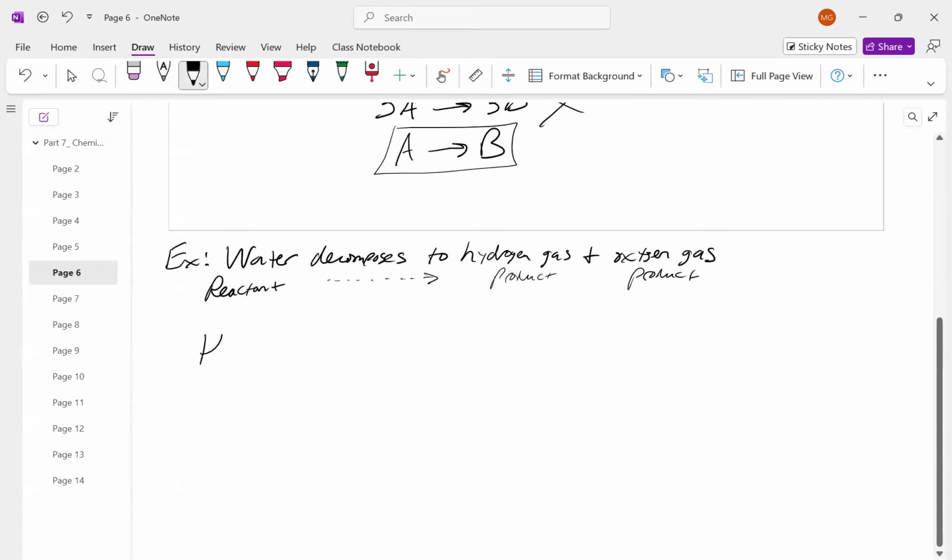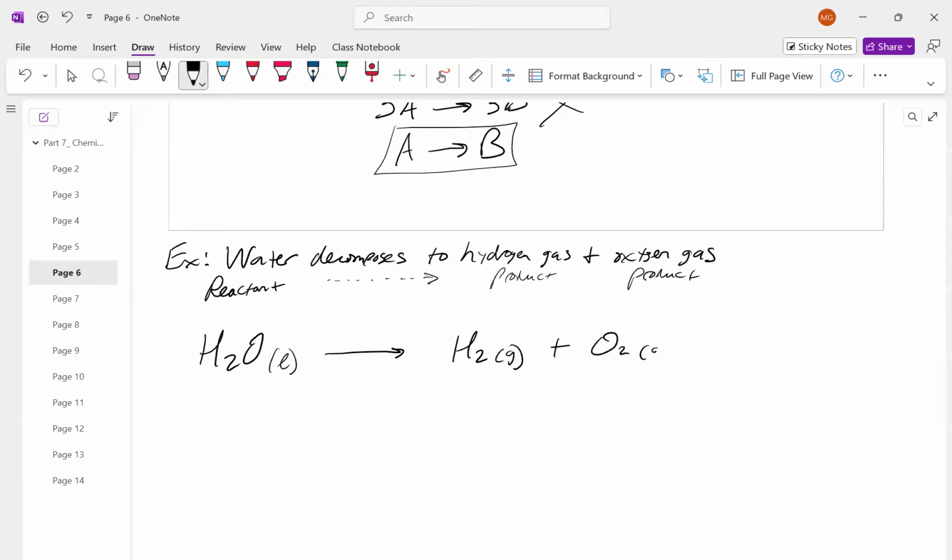All right, so let's start off by putting water, H2O. Hopefully you know the formula for that. And we'll just put it in the liquid phase. I tell you what phases they're going to be in. And then that's going to decompose to hydrogen gas and oxygen gas. We use a little plus sign to separate components. It doesn't mean it's added together like an addition problem. Think of it like an "and." So hydrogen and oxygen.